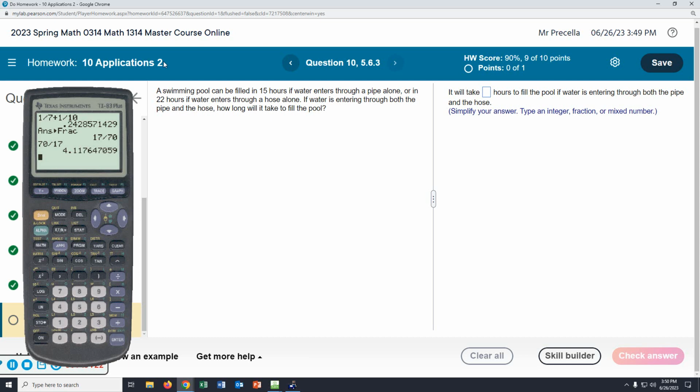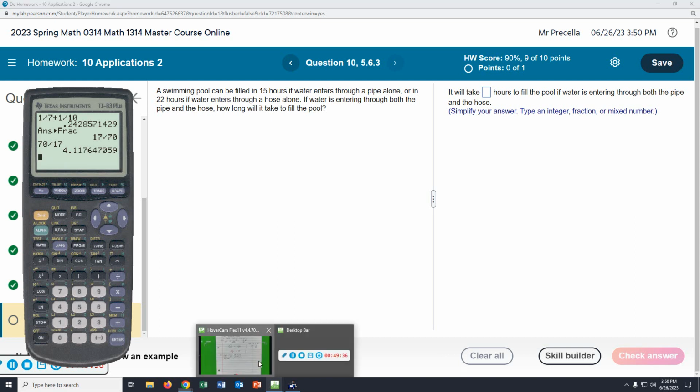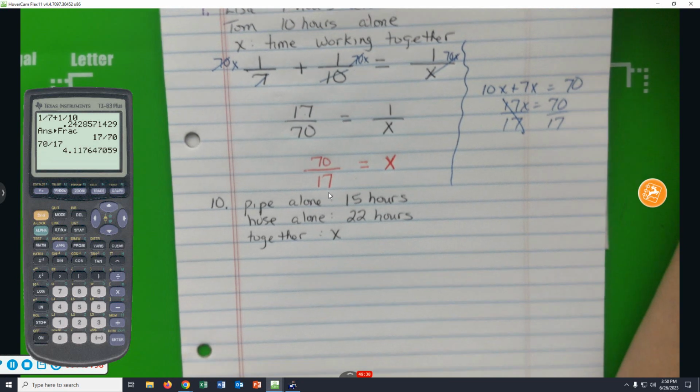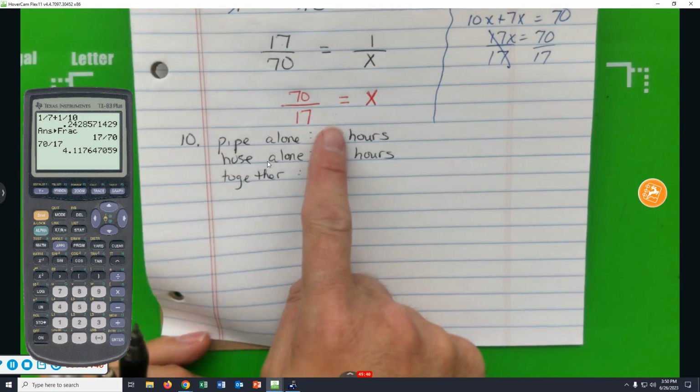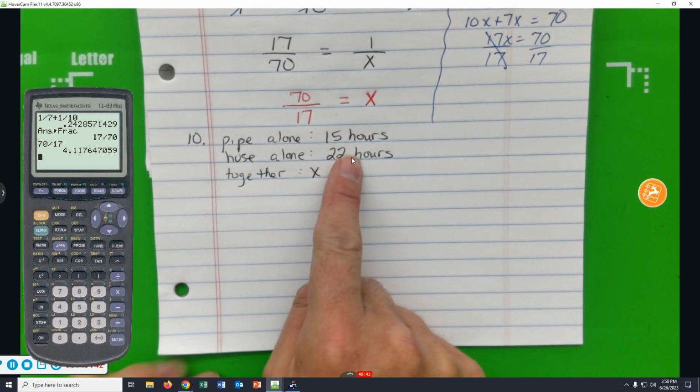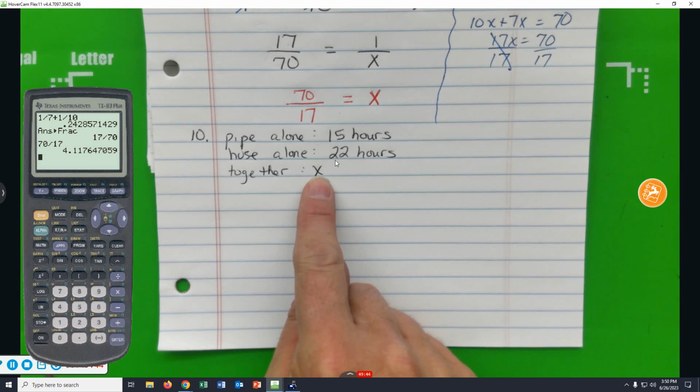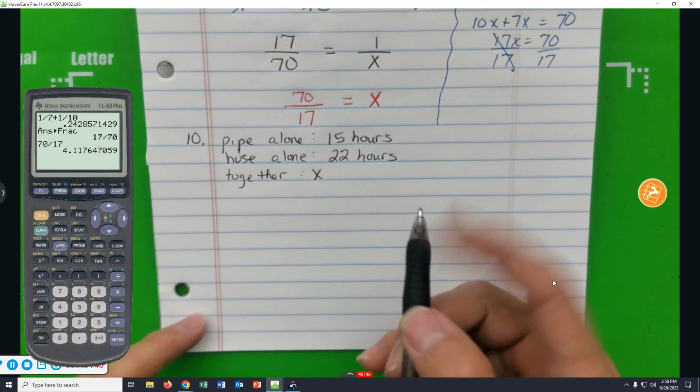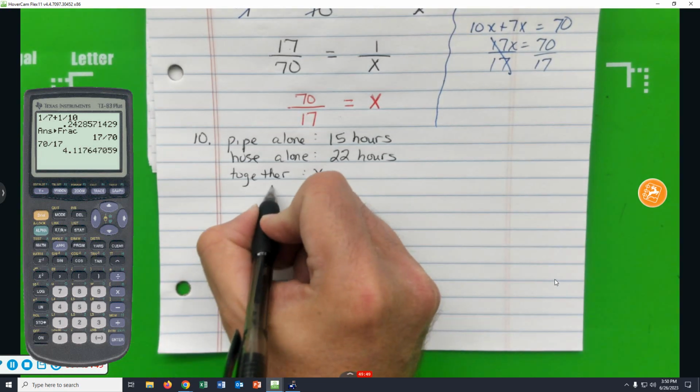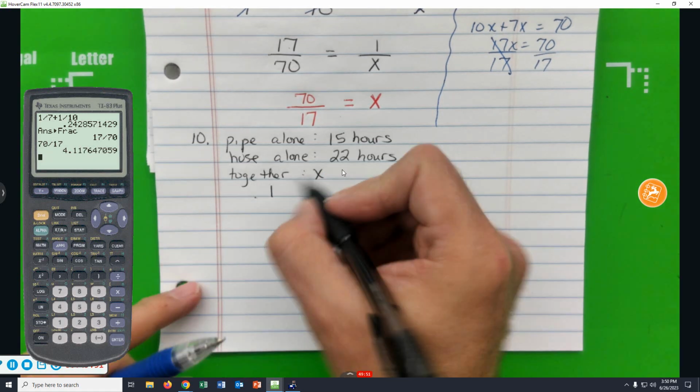Okay, so the pipe alone takes 15 hours. The hose alone takes 22 hours. Working together, it's x hours. So I'd write hours right there.